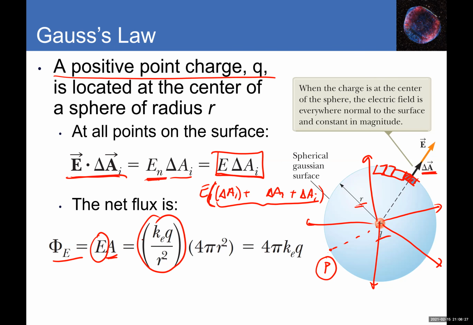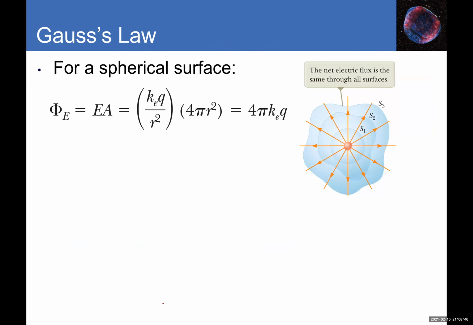What is the area of the sphere? Well, it's 4 pi r squared. Multiplying them together, r squared cancels with r squared. Then what we have is 4 pi times the electric constant k times q. All right, now for a spherical surface, the flux is equal to EA. Again, same thing here: 4 pi k_e times Q.